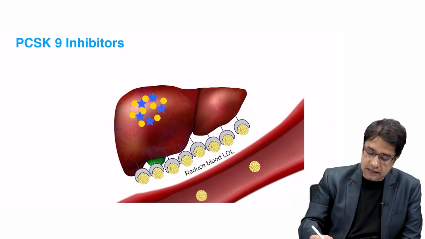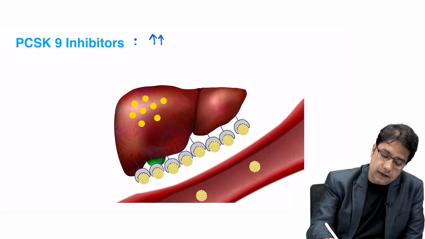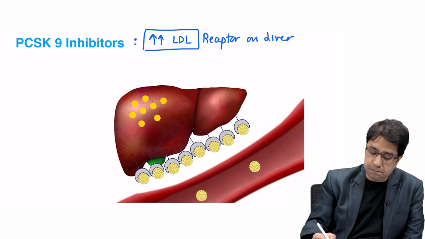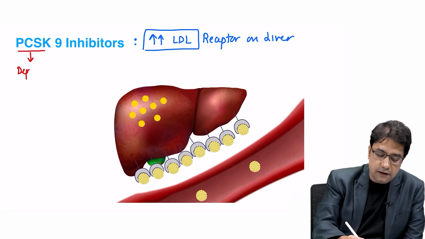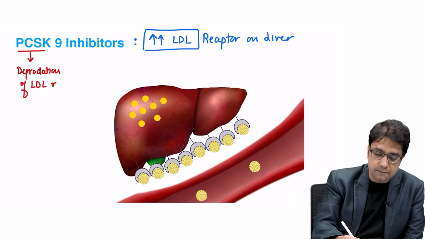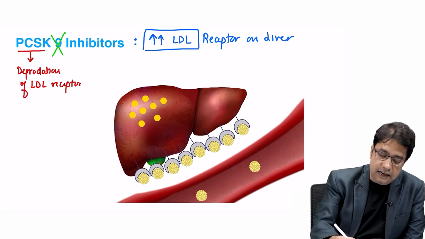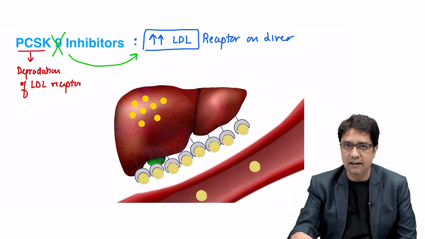PCSK9 inhibitors, in simple words, increase LDL receptors on liver, because PCSK9 enzyme is normally responsible for degradation of LDL receptors on liver. So if you inhibit this PCSK9, LDL receptors will increase in the liver. So let's see what are the drugs we have.